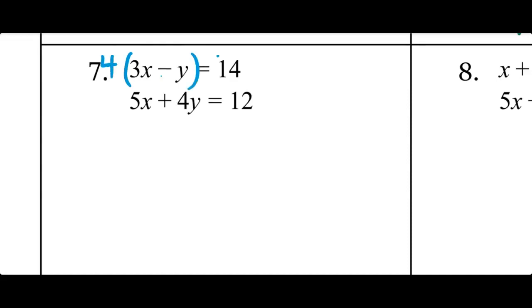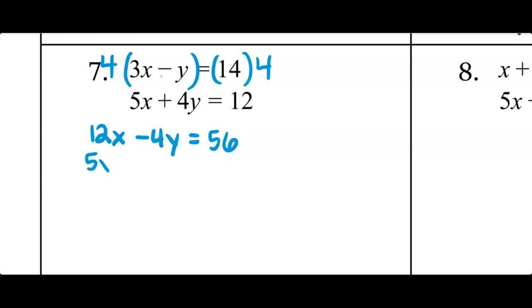So I'm going to go ahead and multiply my top by 4. So that's going to give me 12x minus 4y equals 56. Carrying down my bottom equation, I have 5x plus 4y is equal to 12.